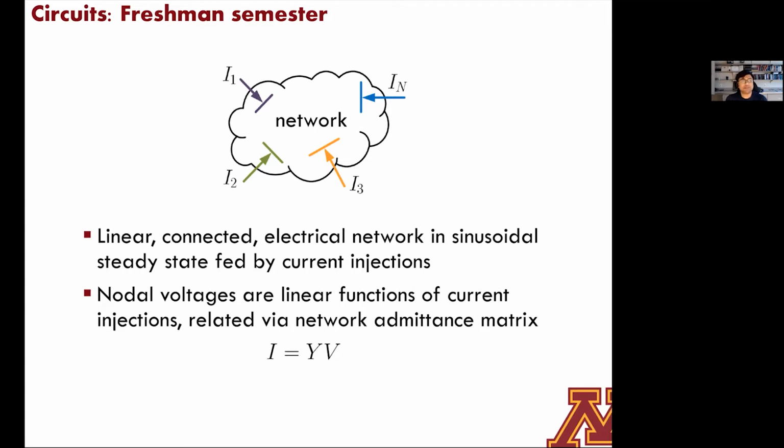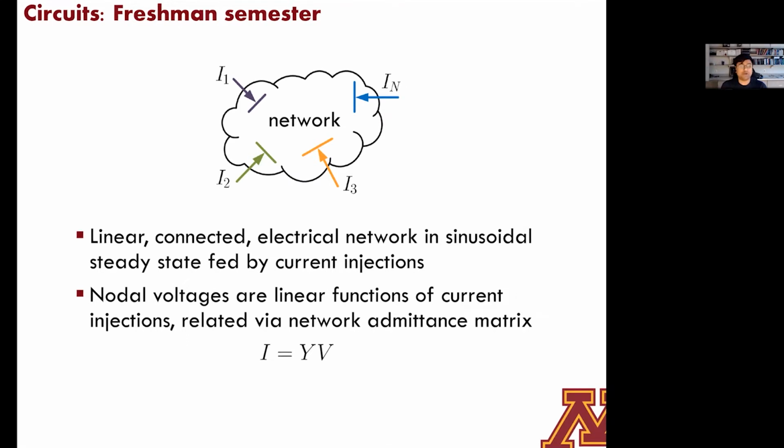And let's suppose these are fed by current injections. In a setup like this, it's very easy to solve for the nodal voltages that appear at different nodes in this linear electrical network as a function of these current injections. And that linear map is essentially what we all know as the so-called network admittance matrix, or this matrix Y. So what we have here is a linear relationship between the voltages and currents. These are all stacked up in some matrix-vector form here. And we have I = Y times V. So that's your freshman semester, right?